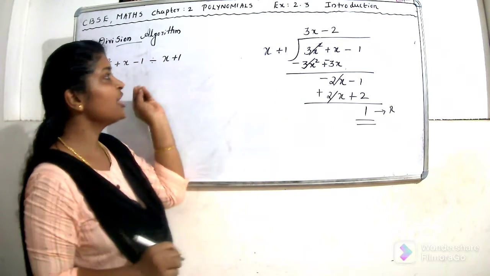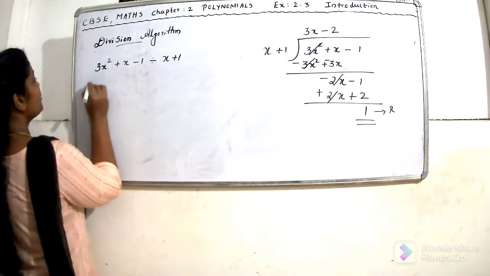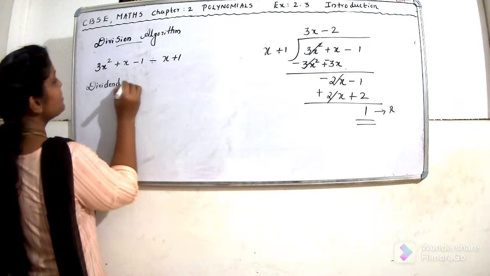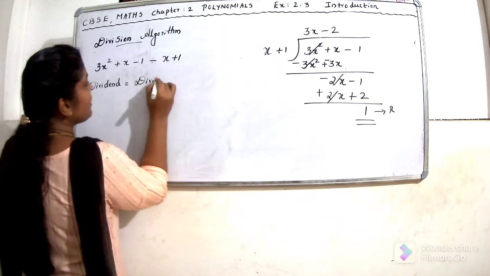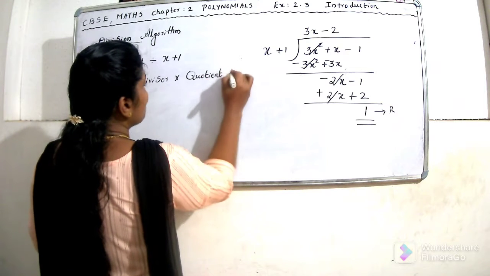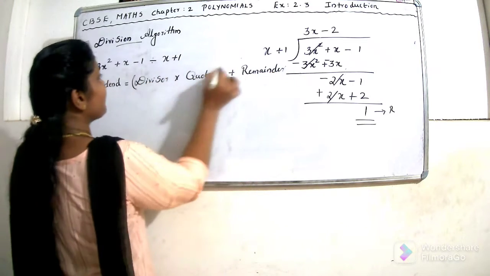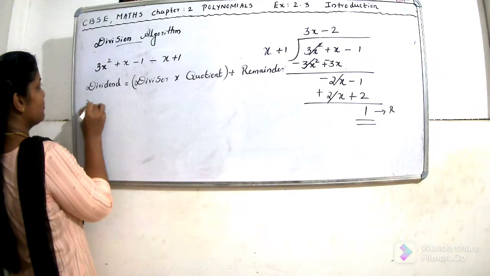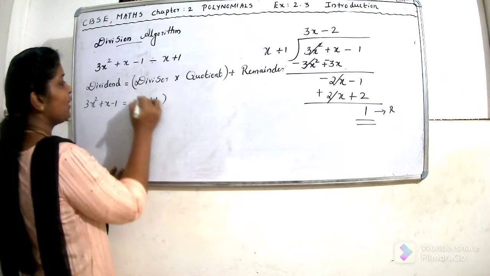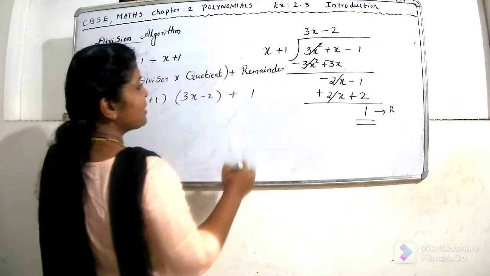Okay, now the division algorithm, whether it is satisfying in polynomials also, that we have to check. So the division algorithm we know: dividend is equal to divisor into quotient plus remainder. Now dividend is 3x square plus x minus 1, equal to divisor x plus 1, quotient 3x minus 2, plus remainder, it is 1.